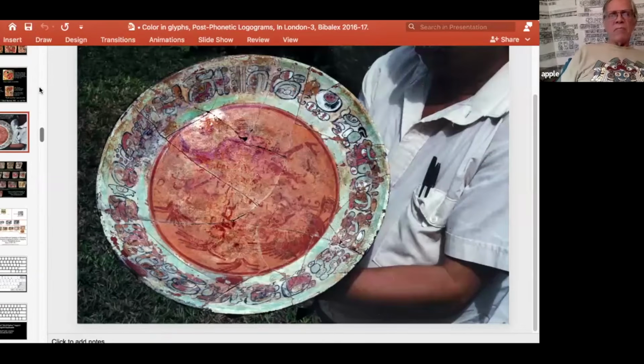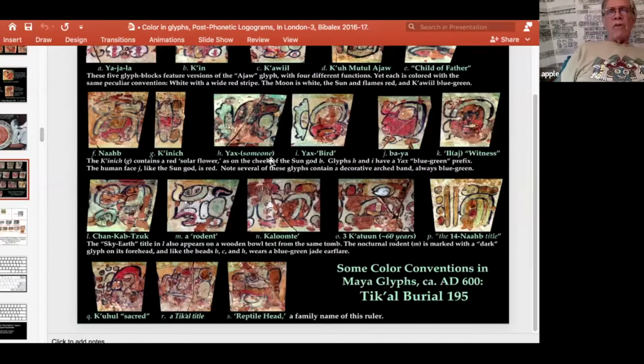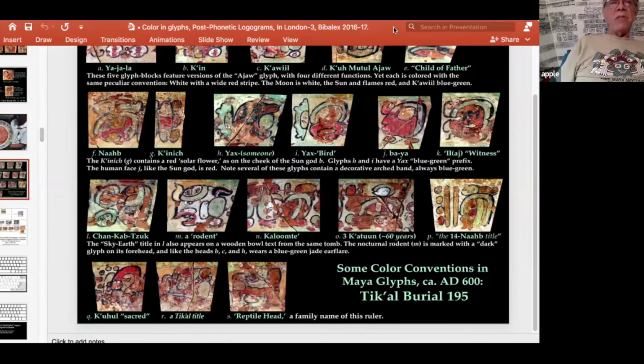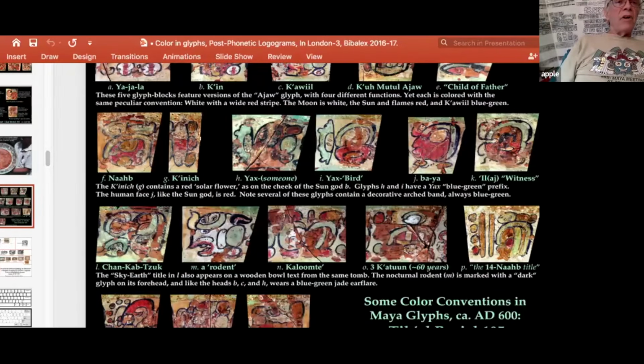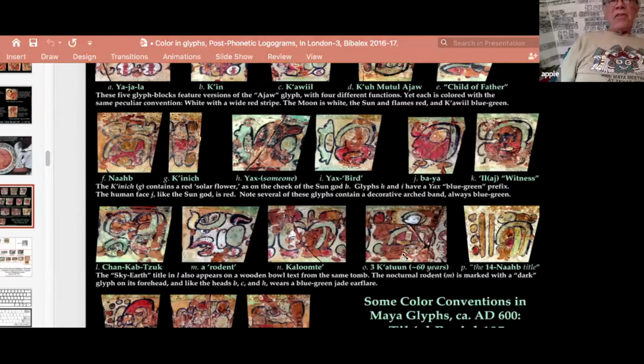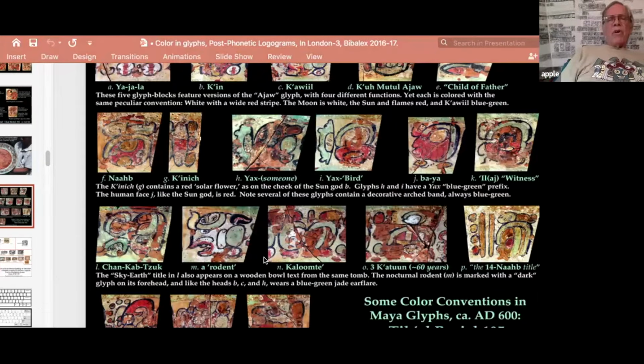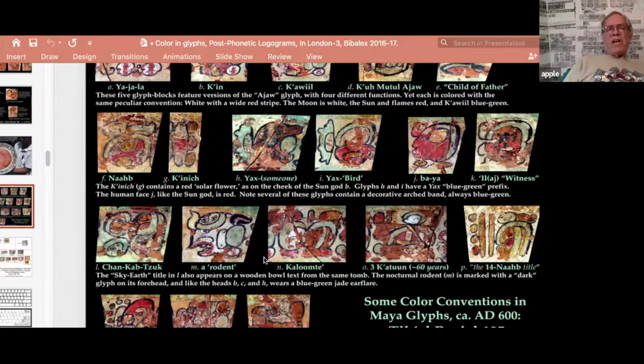But this is just a wonderful inscription, and there are very few inscriptions that are this fancy. Let's go to the other PowerPoint. Interestingly, this is one of the earliest vases to be excavated archaeologically.